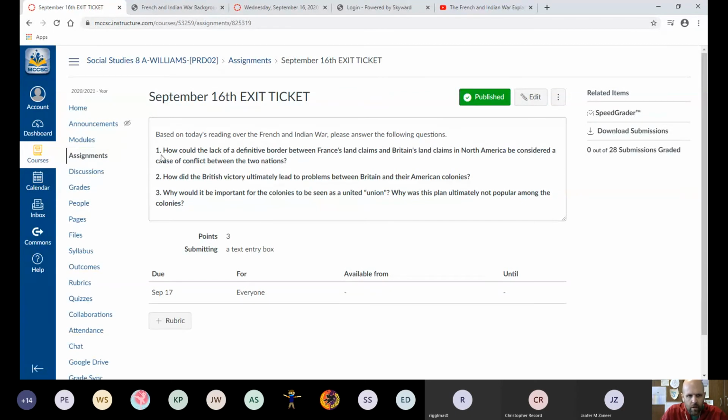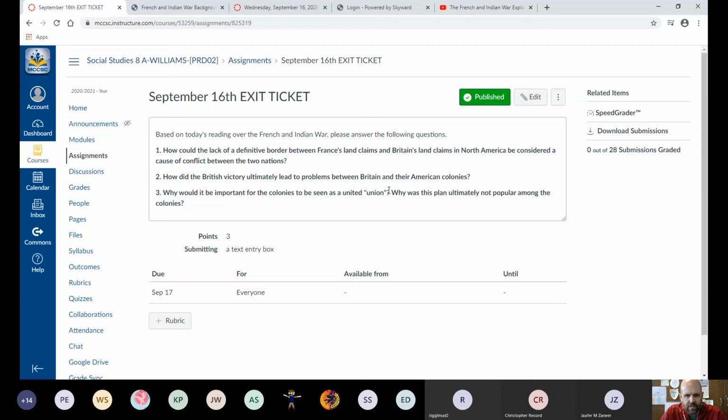So number 1 is going to ask you, how could the lack of a definitive border or boundary between France's land claims and Britain's land claims in North America be considered a cause of conflict between the 2 nations? Number 2, how did the British victory ultimately lead to problems between Britain and their American colonies?